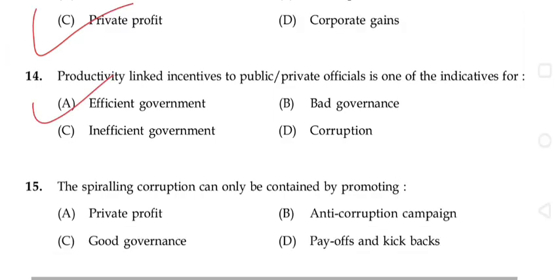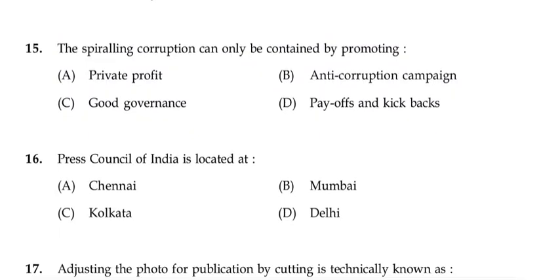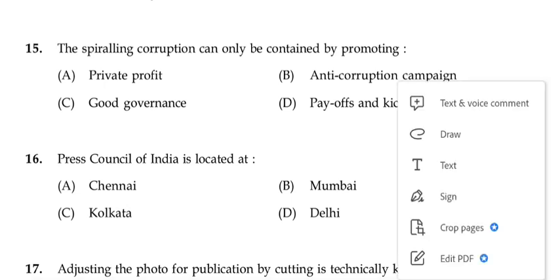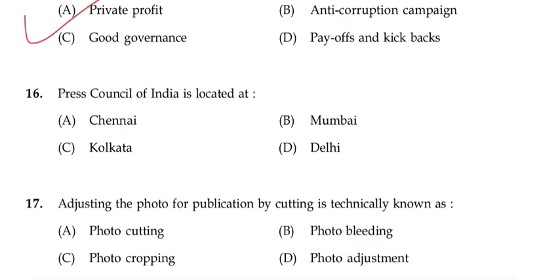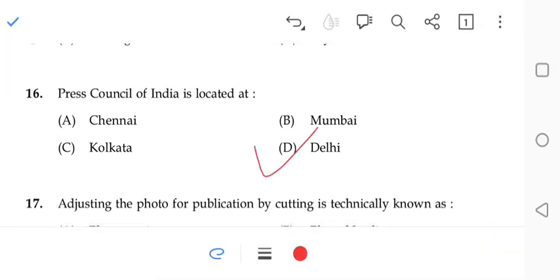efficient government. 15. The spiraling corruption can only be contained by promoting what? Private profit, anti-corruption campaign, good governance, payoffs and kickbacks. Number A will be correct, that is private profit. 16. Press Council of India is located at which place? Chennai, Mumbai, Kolkata, Delhi. D, Delhi, that is in our capital.